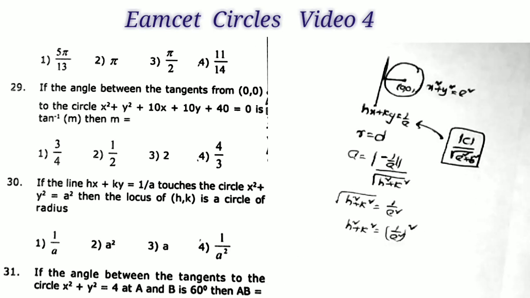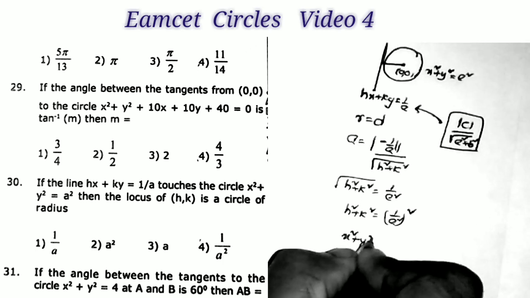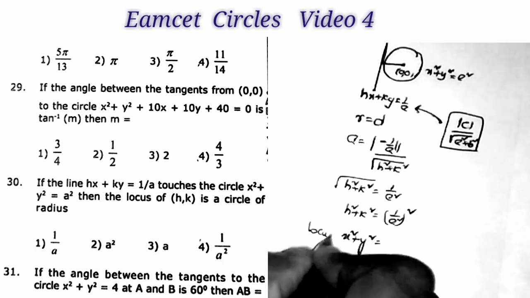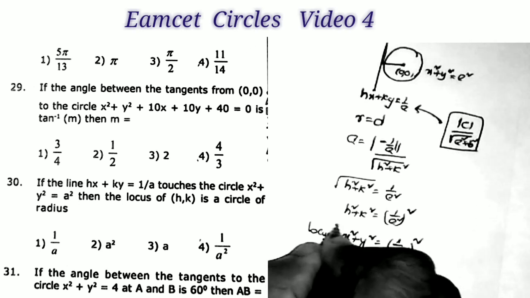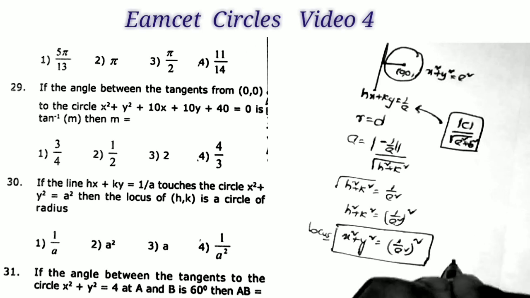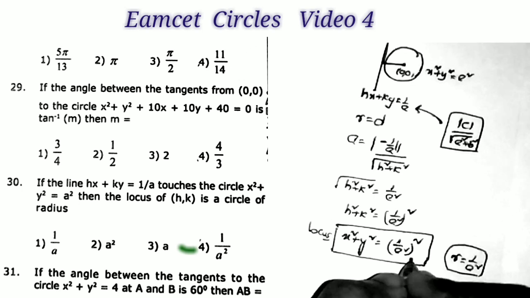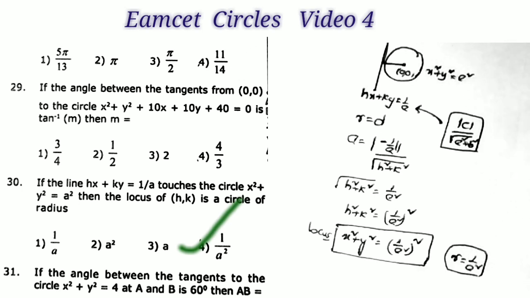Now, what is the locus of h comma k? Just take h is equal to x and k is equal to y. So this is the locus equation. Okay. That is, locus is x square plus y square is equal to 1 by a square whole square. Now clearly this is in the form of x square plus y square is equal to r square, where r is equal to 1 by a square. Therefore the locus of h comma k is a circle with radius equal to 1 by a square. Okay. R square is equal to 1 by a square whole square.